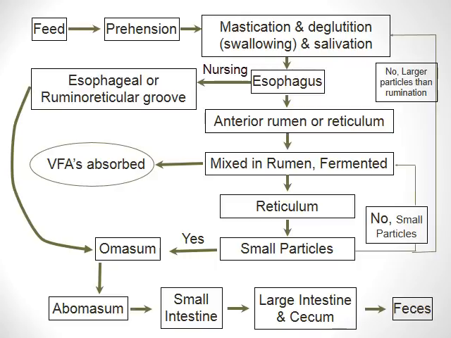So those volatile fatty acids are absorbed in the rumen. Now that leaves some fiber, some food still churning, and once it breaks down into smaller particles, it goes from the reticulum to the third compartment of the stomach called the omasum, and from the omasum it goes to the fourth compartment called the abomasum, and ultimately is left on the ground as feces.